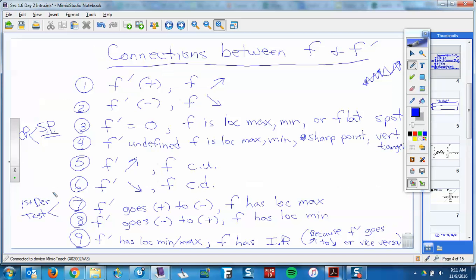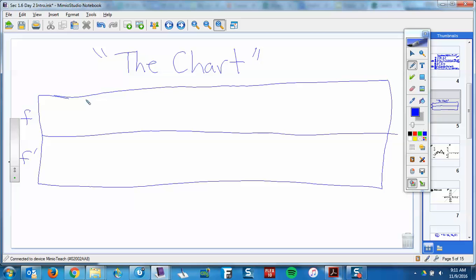And what we're going to do is take all of these things and put them in. In the first column, we're going to put a 0. So we're going a little out of order from the way we wrote it. But if F prime is 0, what's that tell you about F? I usually write this in. It's a stationary point, and that's either a local max, a local min, or a flat spot.